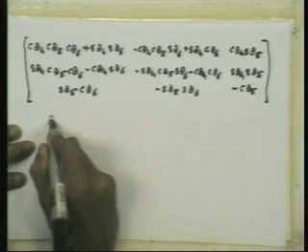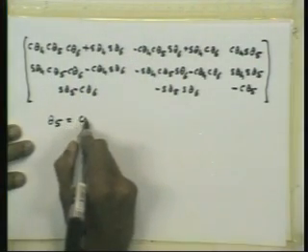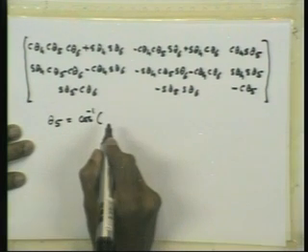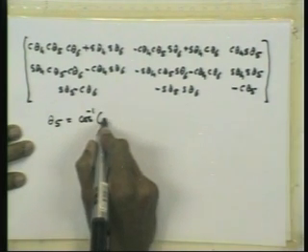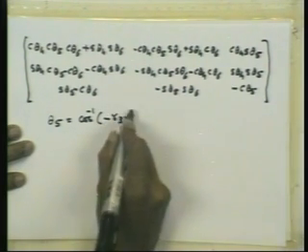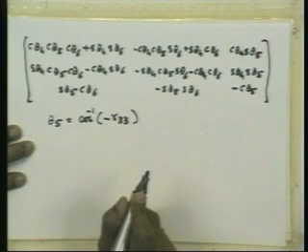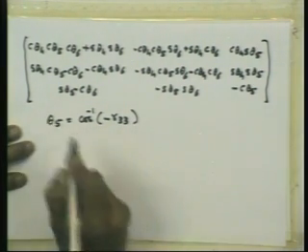Theta 5 can be obtained first. What is it? Cos inverse of minus R33, right? How many solutions? There are 2 solutions.